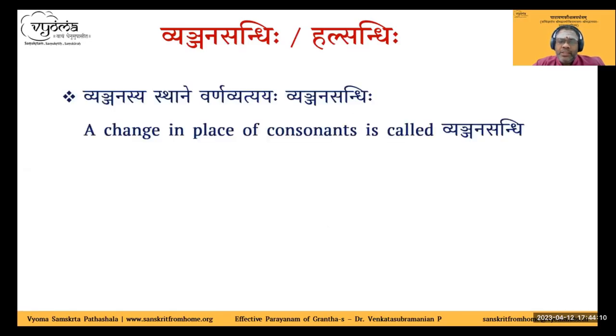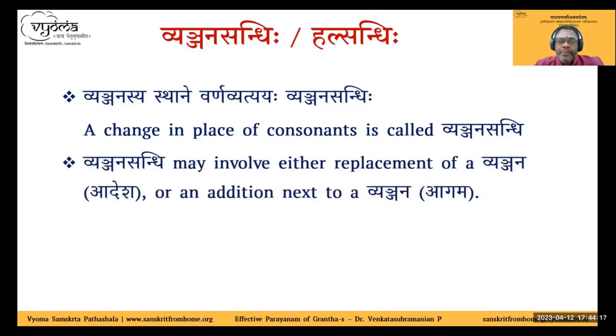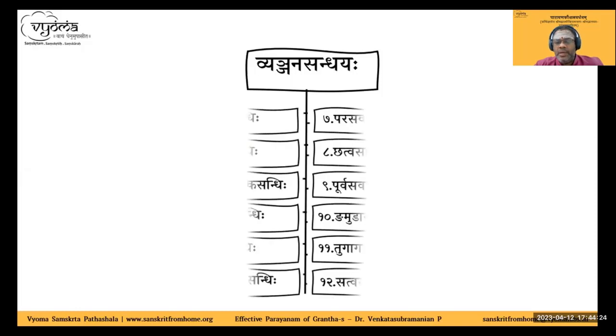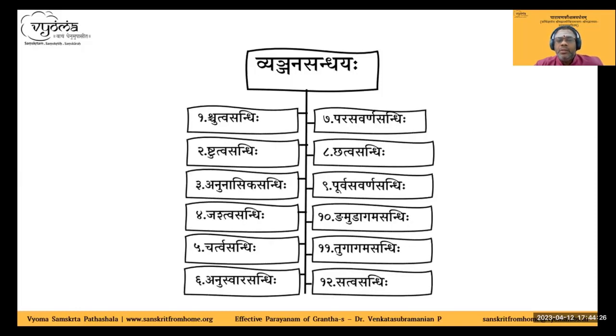Vyanjana sandhi is what? Vyanjanasya sthane varnavyatyayah. The change is occurring in the vyanjana. The vyanjana sandhi involves either replacement of a vyanjana, adesha, or addition, which is an agama. Now, vyanjana sandhis are about 12. Stutva, Shtutva, Anunasika, Jashtva, Chartva, Anuswara, Parasavarna, Chatva, Purvasavarna, Ngamudagama, Tugagama, Satva, etc.